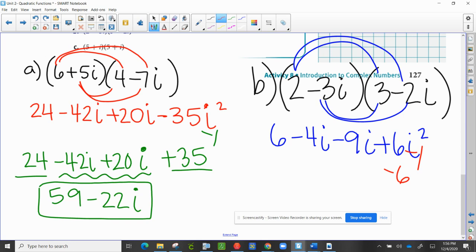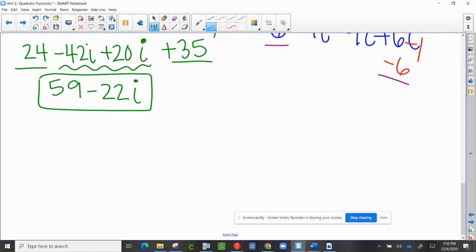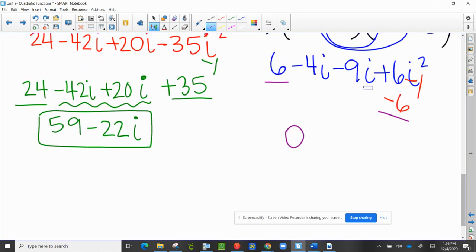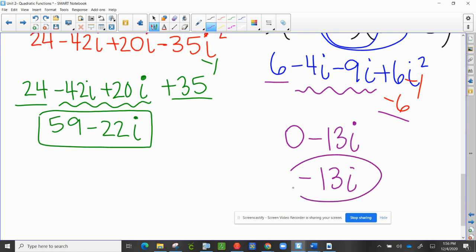So let's see what we end up getting here. I'm going to combine these up. So we get a 6 minus 6, and that's going to end up canceling, so I'm just going to put 0 for right now. These like terms in the middle, we have 2 i's, so -4 minus 9 is going to give me a -13i. So you can keep the answer like this with 0 minus 13i, or we can just rewrite it as -13i.